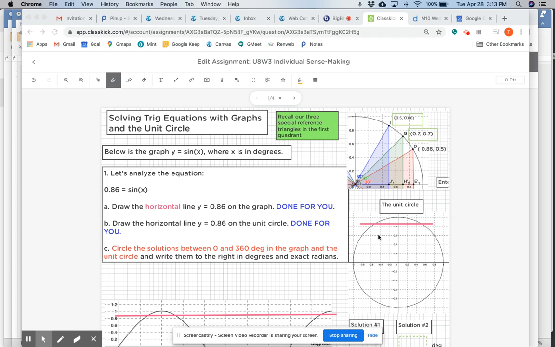Hello everybody, this is a hint on how to solve this first question on this class kick. Let's start by just thinking about our instructions. So let's analyze the equation: 0.86 is equal to sine of x.